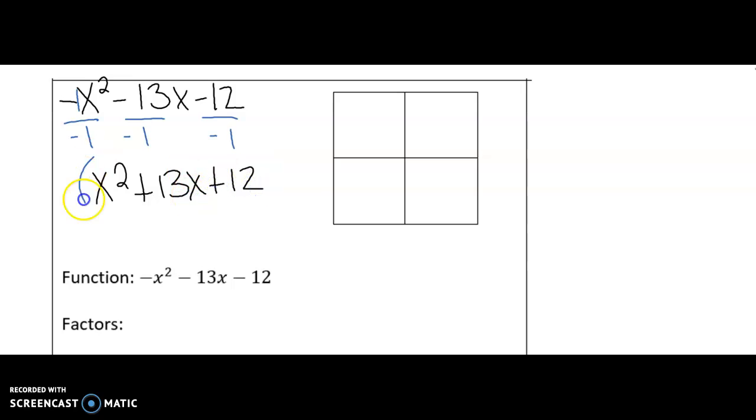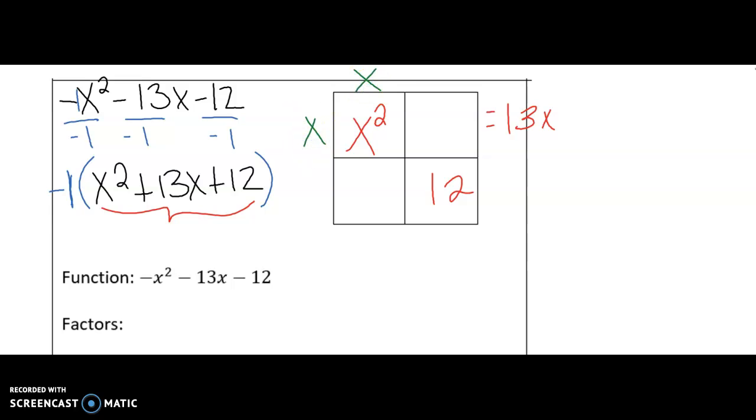And the -1 stays in the front because it doesn't just disappear. We can't just get rid of it. We wish we could. If only math were that easy. And I'm going to factor that trinomial. x squared plus 13x plus 12. So we got what two numbers multiply to 12 and add to 13. Take a minute, try that, pause the video.